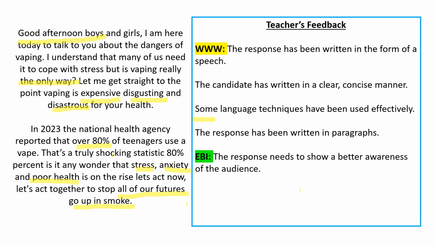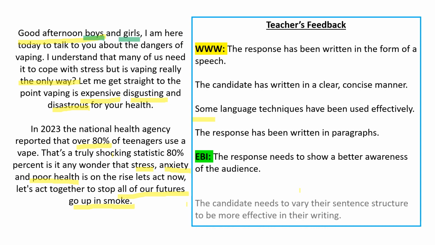And then EBI, the response needs to show a better awareness of the audience. The only thing really that stands out is that the question was asking you to write to colleges, and they've actually started it with boys and girls. Generally speaking, when we say boys and girls, we normally think of people under the age of 13, right? So personally, I always think it's better to sound more respectful. Even if they're 15, 16, I'd rather say ladies and gentlemen, just to make sure that you're talking to that audience and showing them that respect as you go on in the explanation.